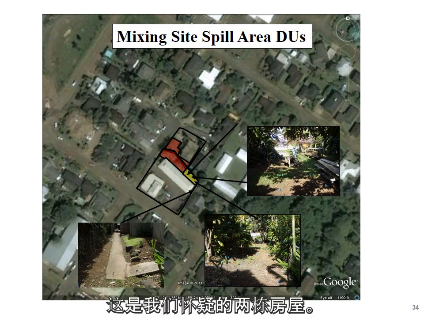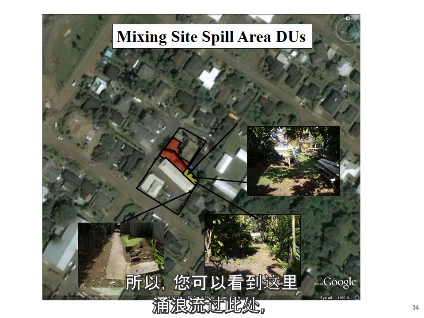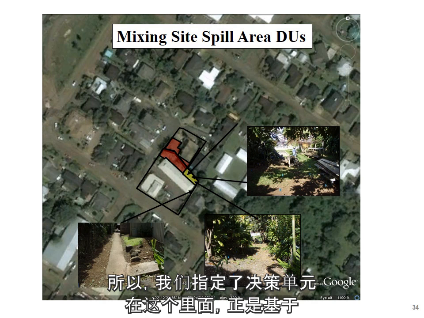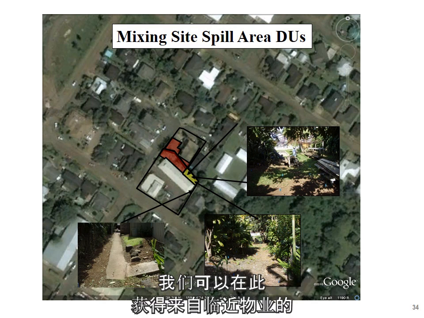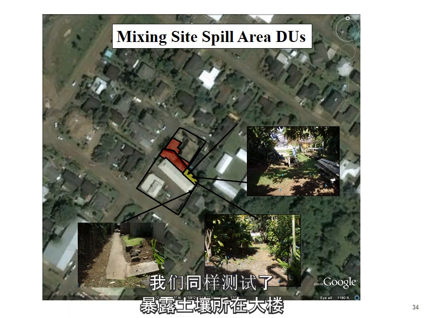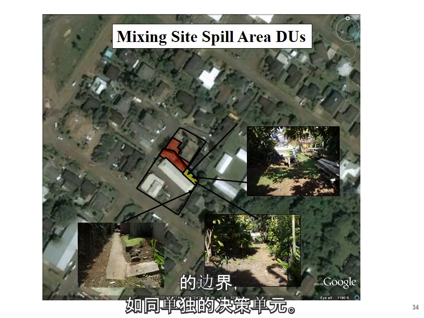These two houses here we suspected. So you can see here's the swale going through, so when it rains, all the rainwater goes through here. So we designated DUs within here just based on where we might have been getting deposition or runoff from the adjacent properties. I think we designated two or three DUs. We also tested the perimeter of that building where there was exposed soil as separate DUs.